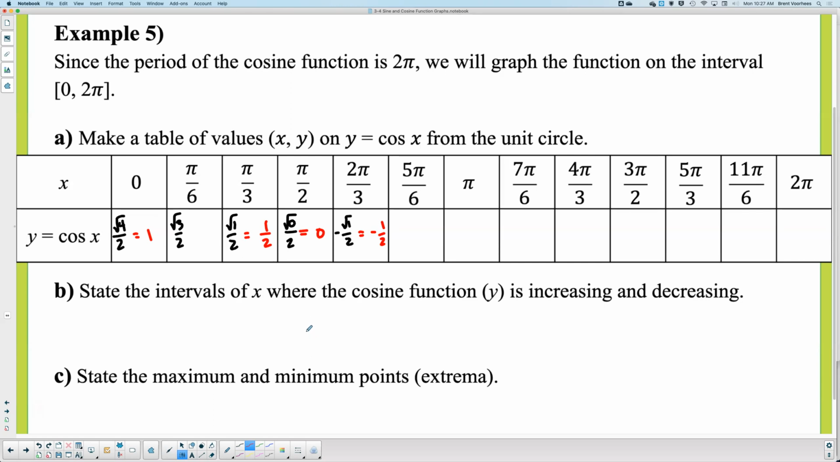5 pi over 6. Which finger is that? Bend your ring finger, flip your hand. How many x's? Great, we're on the negative end, so it'll be negative square root of 3 divided by 2.